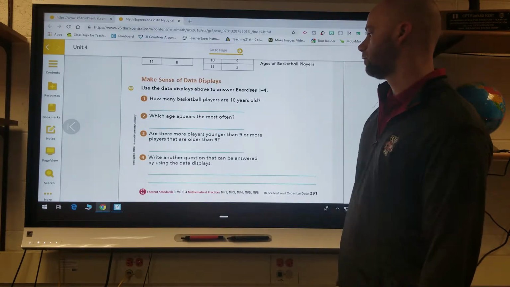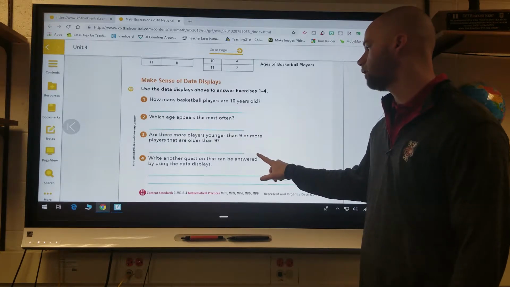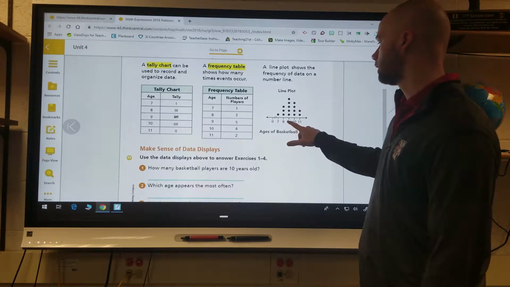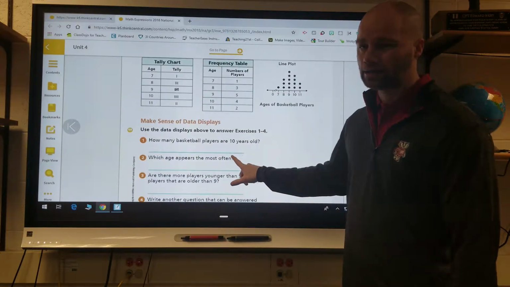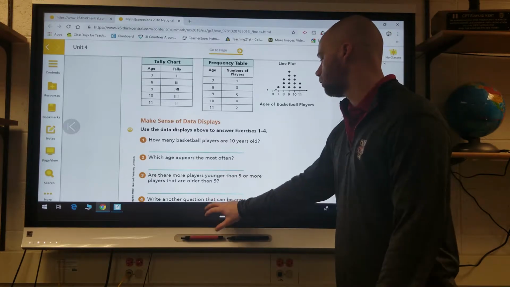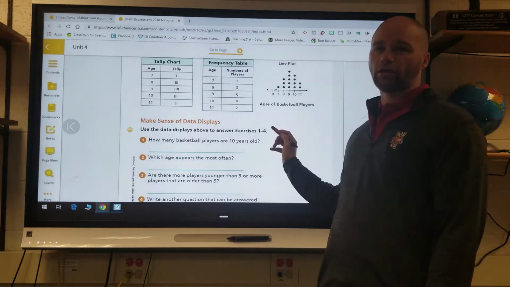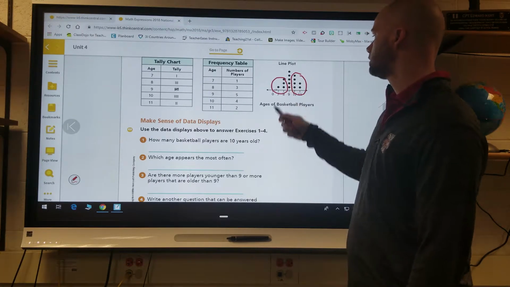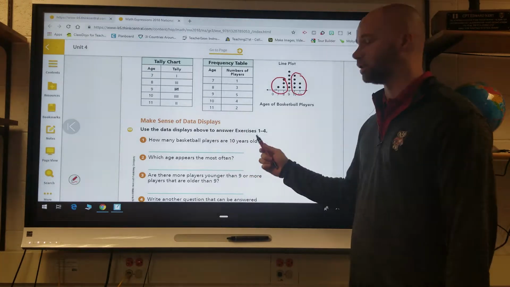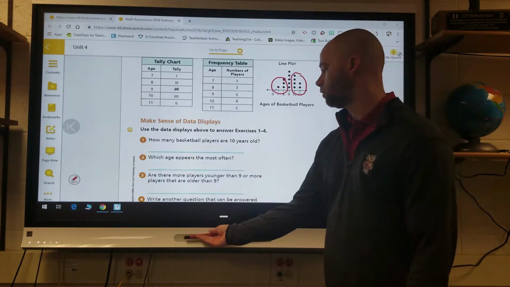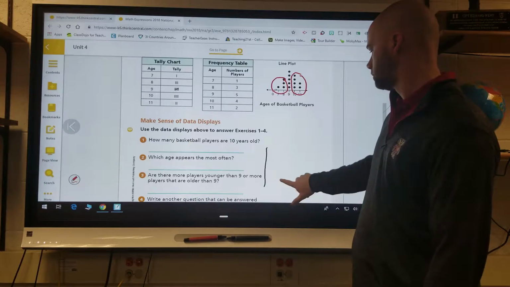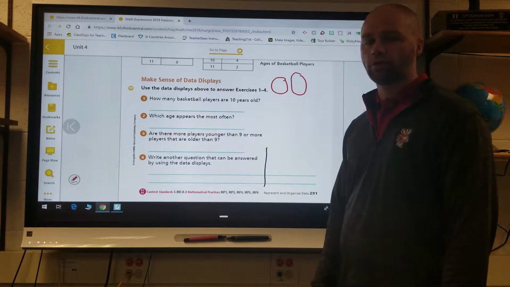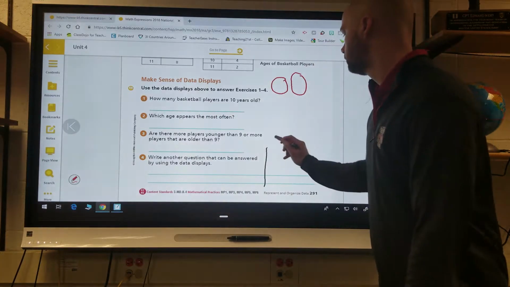Moving on to 3. Are there more players younger than 9 or more players that are older than 9? This would be one where you can easily look at that line chart or line plot. So are there more that are older than 9 or younger than 9? Now keep in mind that you can't use 9, so it's these versus these. Okay? So there's more that are older in this case. Okay, so number 3 would be older. Oops, why is it moving? And then you need to write another question that can be answered by using this data. Okay. So that one's on you.